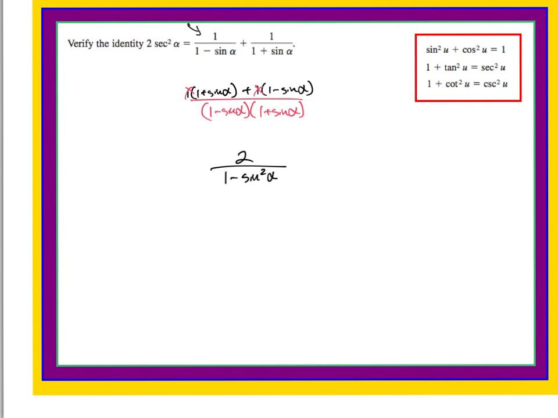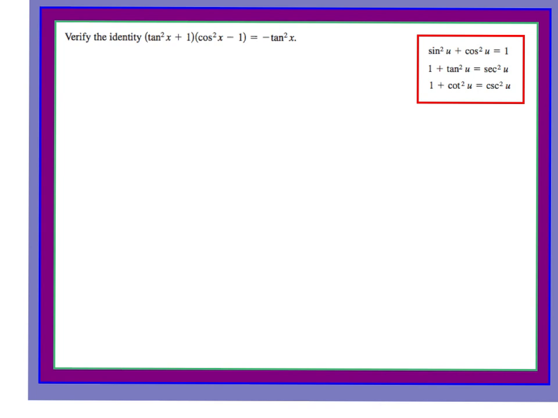Now, do we notice anything? The bottom's a trig identity. So what is the bottom? Cosine squared. So now I have 2 over cosine squared alpha. Well, what is 2 over cosine squared alpha? If I have cosine on the bottom, that's really a what? A secant. So this is the same thing as 2 secant squared alpha. And do they match up now? Yay.